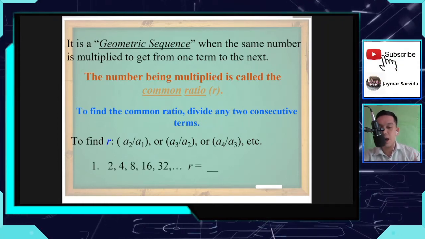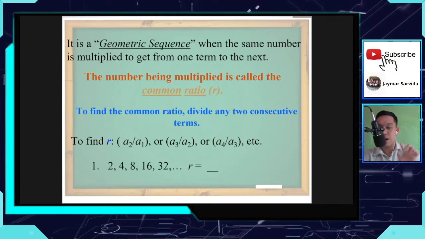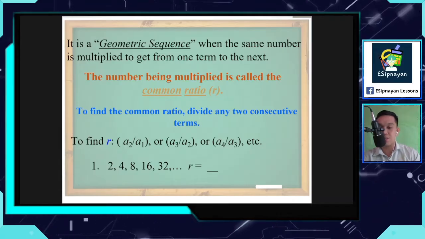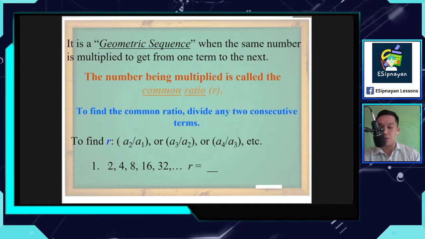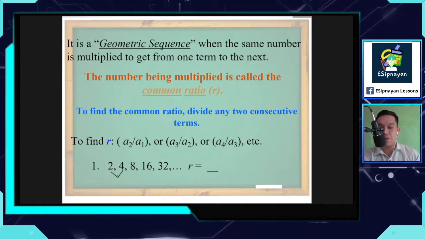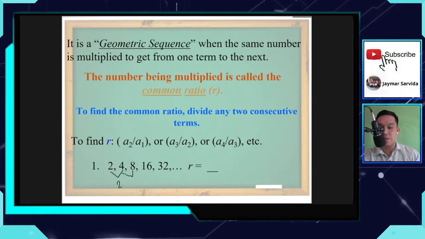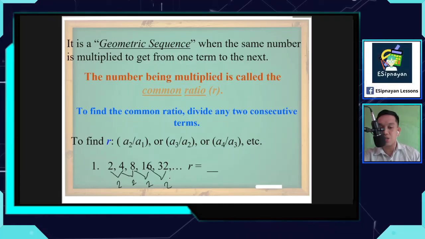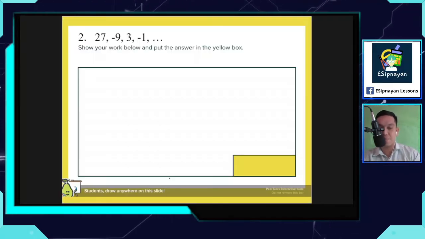Okay, so we have here an example. 2, 4, 8, 16, 32. So what is the common ratio? I-divide lang natin itong 4 divided by 2, which is 2. 8 divided by 4, which is 2. 16 divided by 8, which is 2. 32 divided by 16, which is 2. Therefore, the common ratio is 2. Ayan, di ba? Napakadali lang. So, let's proceed to our next example.